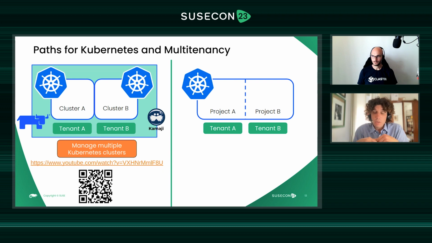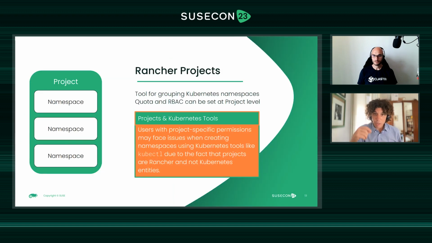And with project, you can make a group of different namespaces, and then you give each tenant the rights on a single project, okay? So within a project, you have different namespaces, as we already said, and with Rancher's project, you kind of obtain a multi-tenant environment. The main issue is that, as we already said, projects are Rancher entities. They are not a Kubernetes entity.